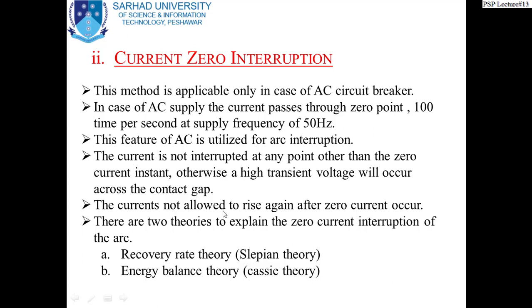The current is not allowed to rise again after current zero occurs. So the current should not be allowed to rise again from zero to go to another zero, that is a half cycle, because when the current rises from zero, it will find zero again after half the cycle. Half the cycle is of course 1 by 100 second. Okay, now there are two theories to explain the zero current interruption. One is called the recovery rate theory, Slepian's theory, and the other is the energy balance theory, Cassie's theory.